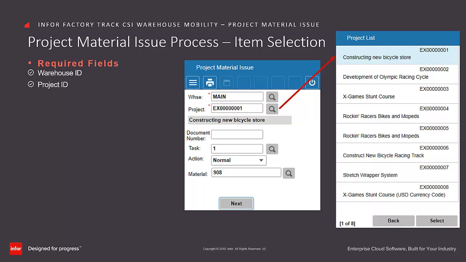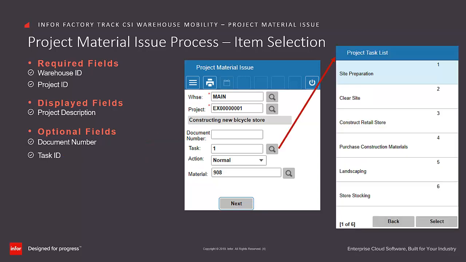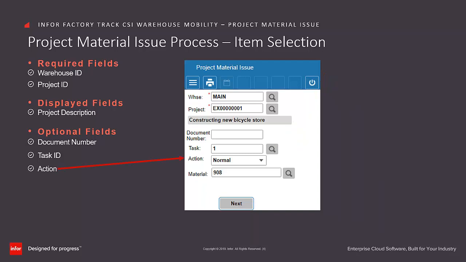We enter, scan or search and select the project to which you are issuing the materials. Once the project ID is specified, the project description is displayed. We enter the document number, which can be used to tie the transactions together. We enter, scan or search and select the task to which the materials are being issued. Select the action type requested for the material issue.